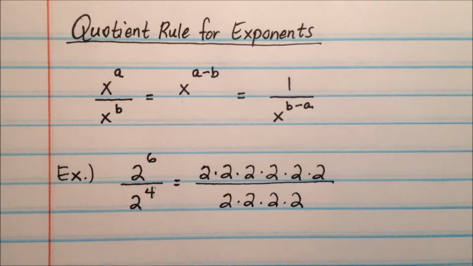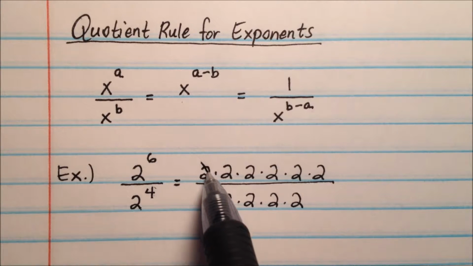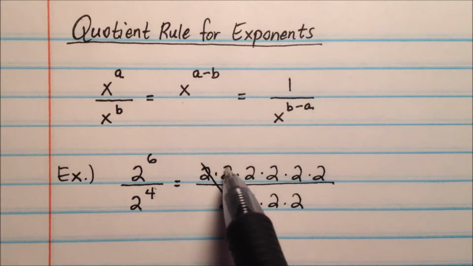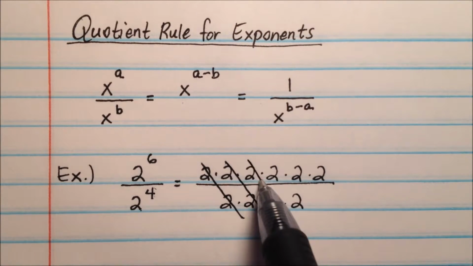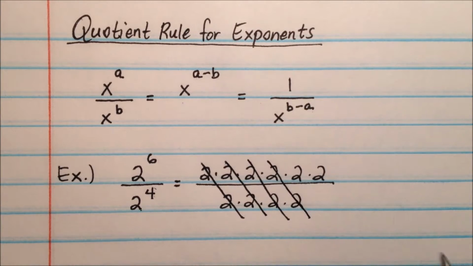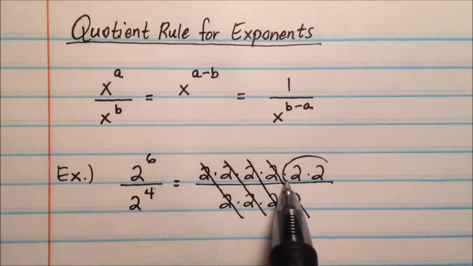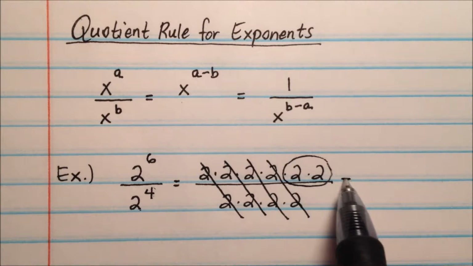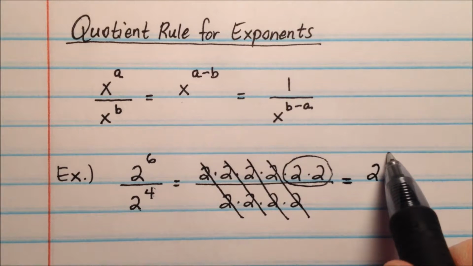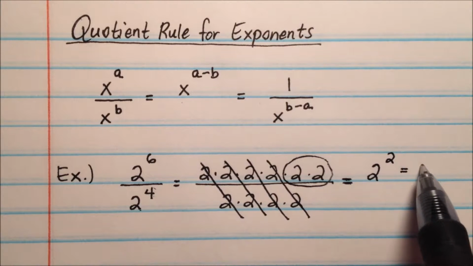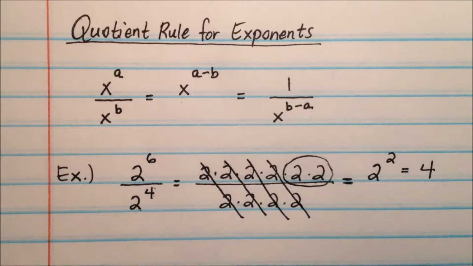What do you notice about this? I've got a lot of 2's on top, a lot of 2's on bottom. Since all these are multiplication, I can cancel some of these out. Those 2's will cancel, those 2's will cancel, those 2's will cancel, and those 2's will cancel. What do I have left over? I've got 2 2's left over, or 2 squared, or I could go ahead and say that's 4.